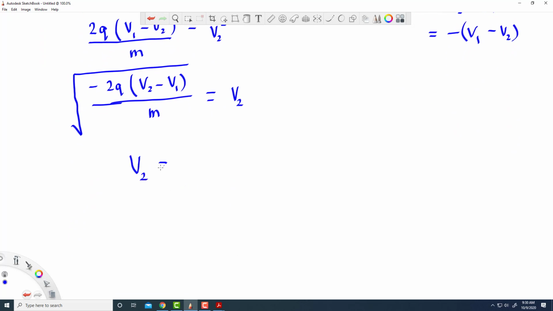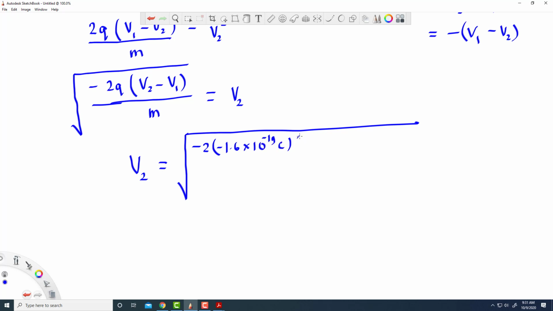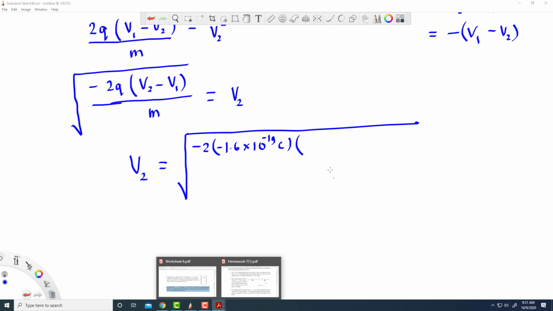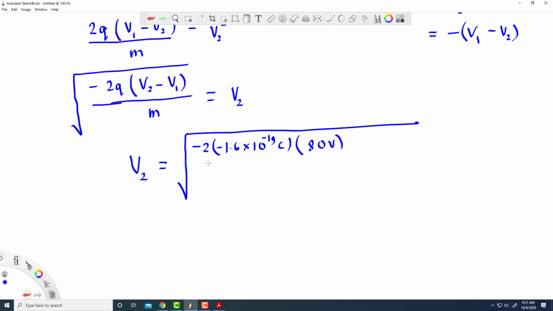So V2 is the square root of minus 2 times the charge of the electron, which is minus 1.6 times 10 to negative 19 coulomb, times V2 minus V1, delta V, which is given, 80 volts, divided by the mass of the electron, which is also given, 9.1 times 10 to minus 31 kilogram, and you do the calculation, that will give you the velocity.